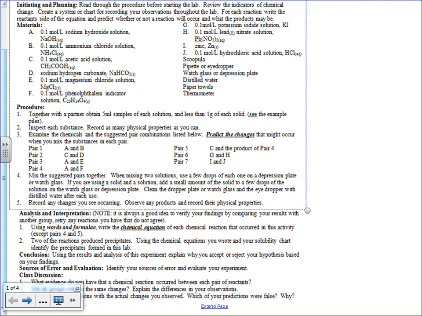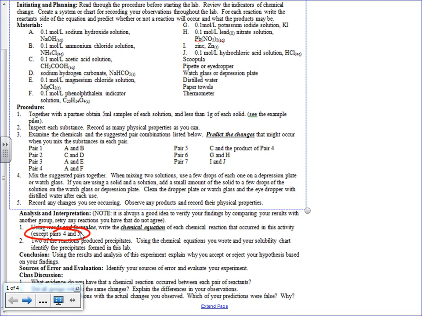But there's at least two that you probably didn't predict correctly, and we're going to need to write the correct equations down for them. Remember that you do not need to do pairs 4 and 5, because we have not talked about indicator reactions. There is absolutely no way for you to predict those correctly. So don't worry about pairs 4 and 5. Just do 1, 2, 3, 6, and 7.